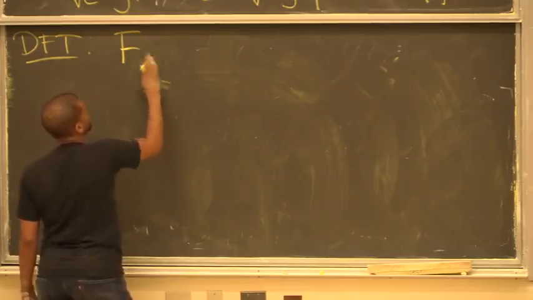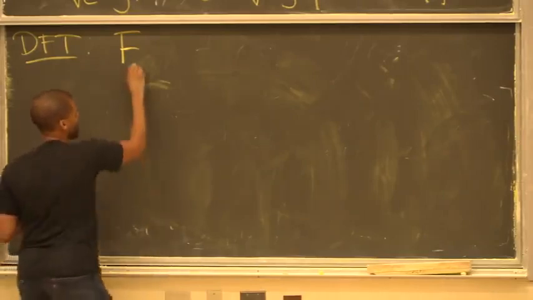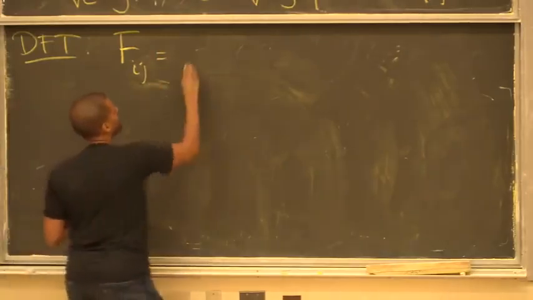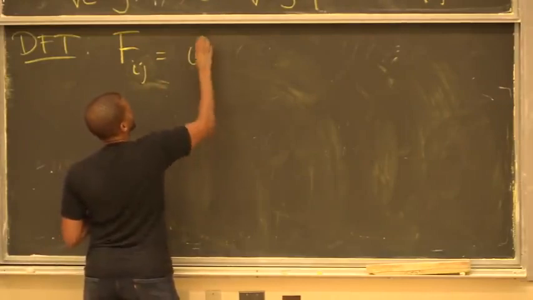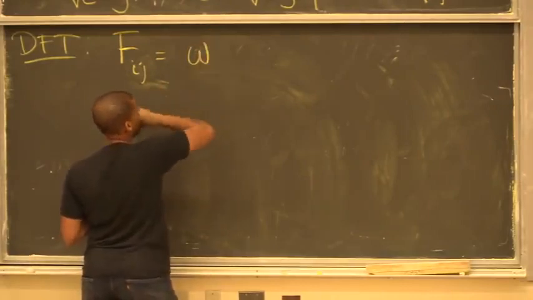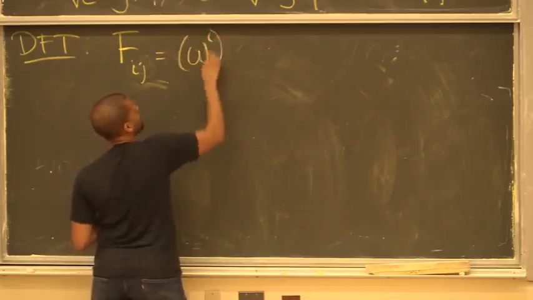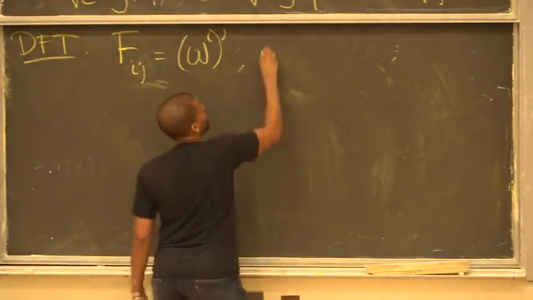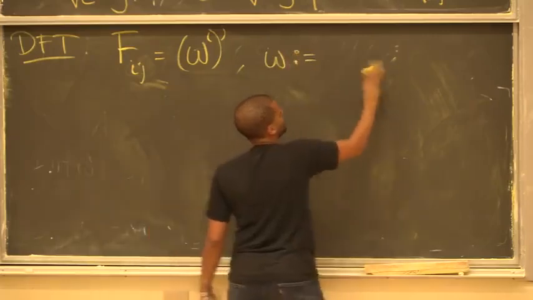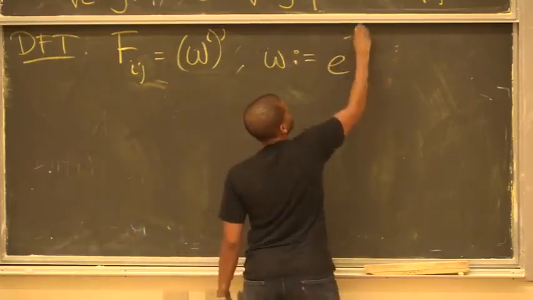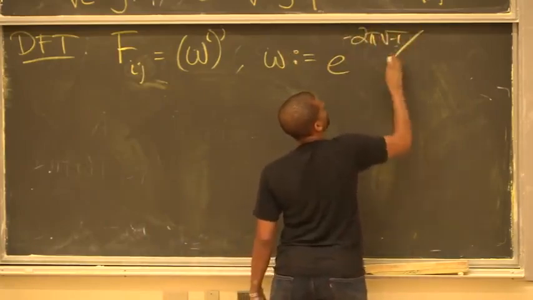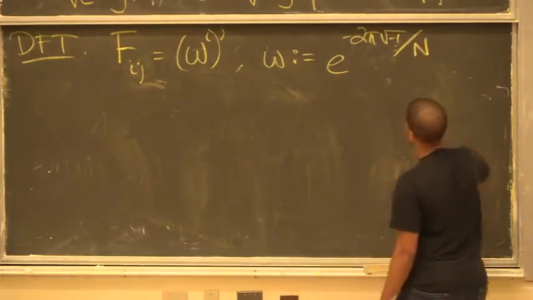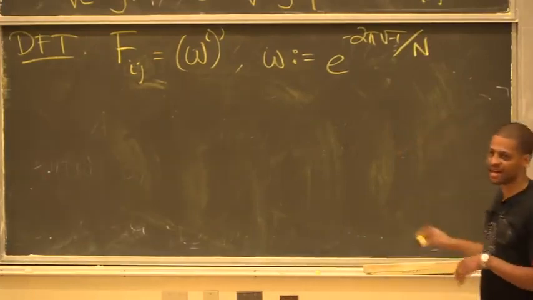Okay, so F_jk, let's say, is equal to omega to the ij. Or I'll write it as omega to the i raised to the j, which is the same thing as omega to the ij, where omega is defined to be e to the minus 2 pi times the square root of minus 1 over n. So this is the n by n discrete Fourier transform.